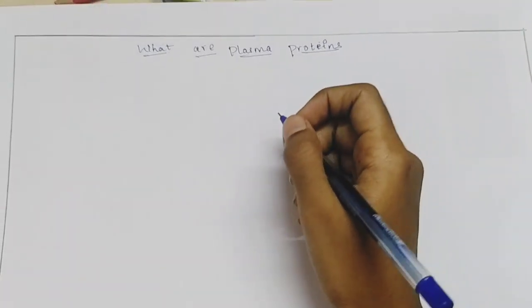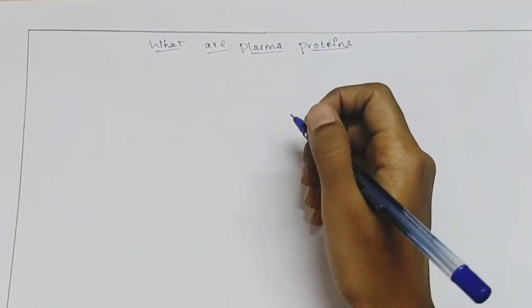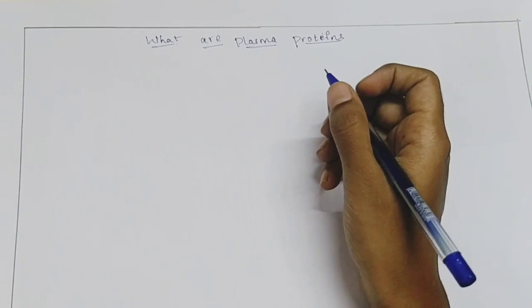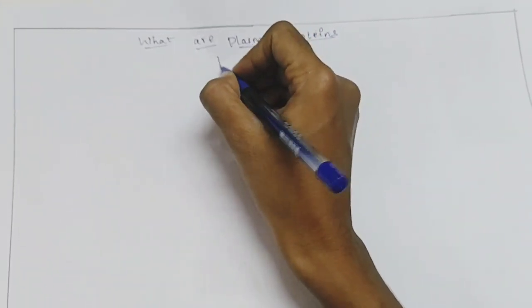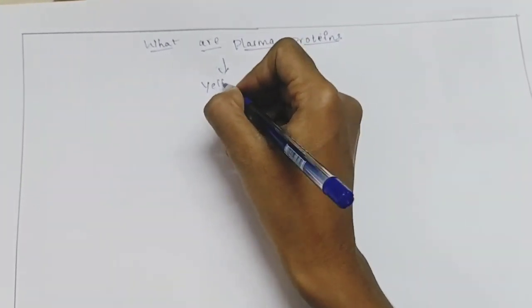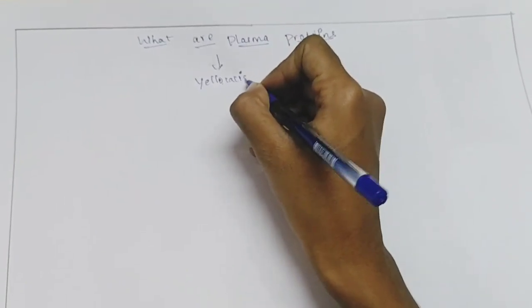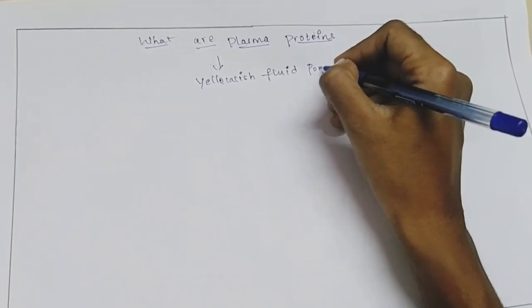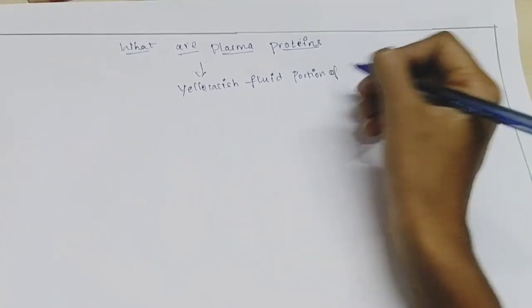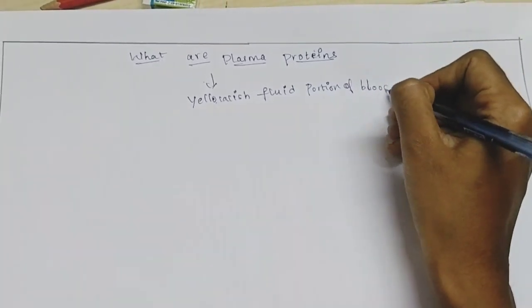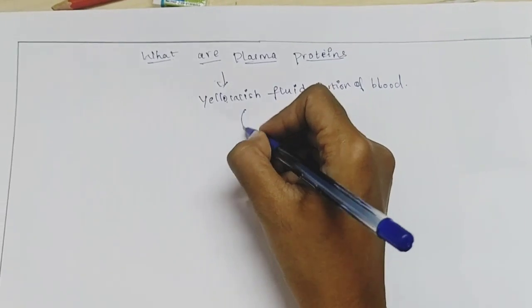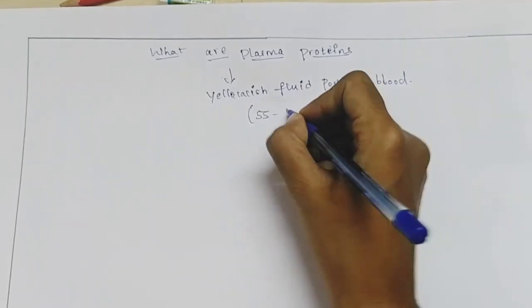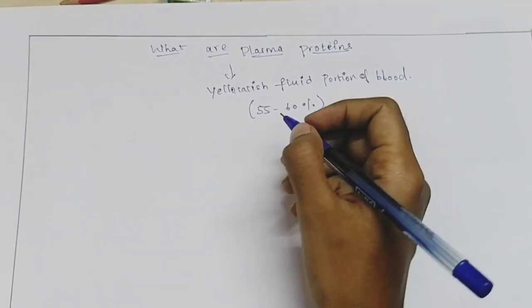Today we are going to learn about plasma proteins. What are plasma proteins? Plasma is a clear yellowish fluid portion of blood. It is 55 to 60% of blood.